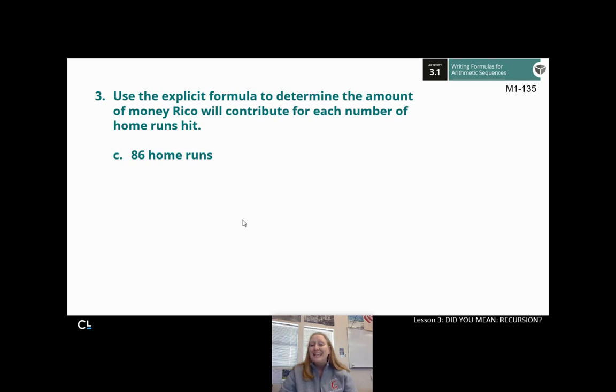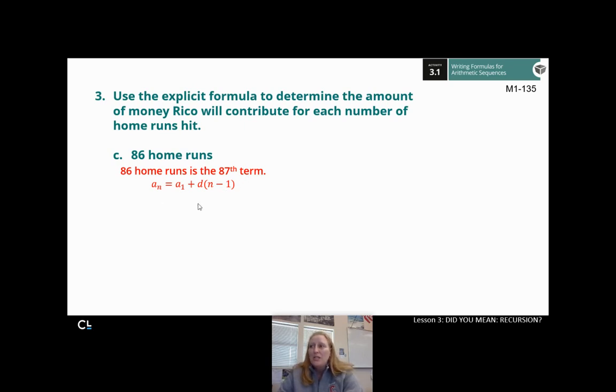Part C, 86 home runs. This is getting insane. This is a lot of home runs. 86 home runs means I am looking for the 87th term. So when I use my formula, everywhere I see an N, I'm going to plug in 87.